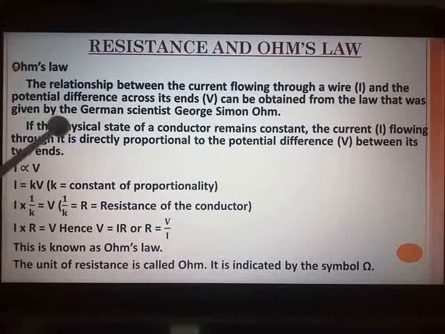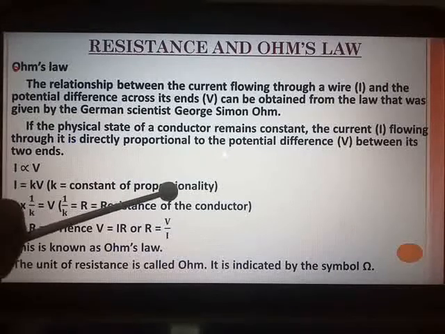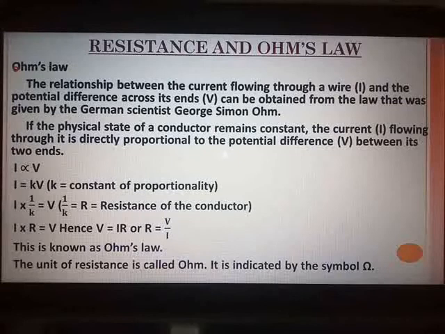Now here, what does the physical state mean? The physical state of a conductor means its length, area of cross section, temperature, as well as the material of which the wire is made. So when you say I is directly proportional to V, to remove this sign, we will take K as the constant of proportionality. So I is equal to K multiplied by V. So I multiplied by 1 upon K is equal to V. What is 1 upon K? It is taken as R, which is the resistance of the conductor. So in place of 1 upon K, you will write R.